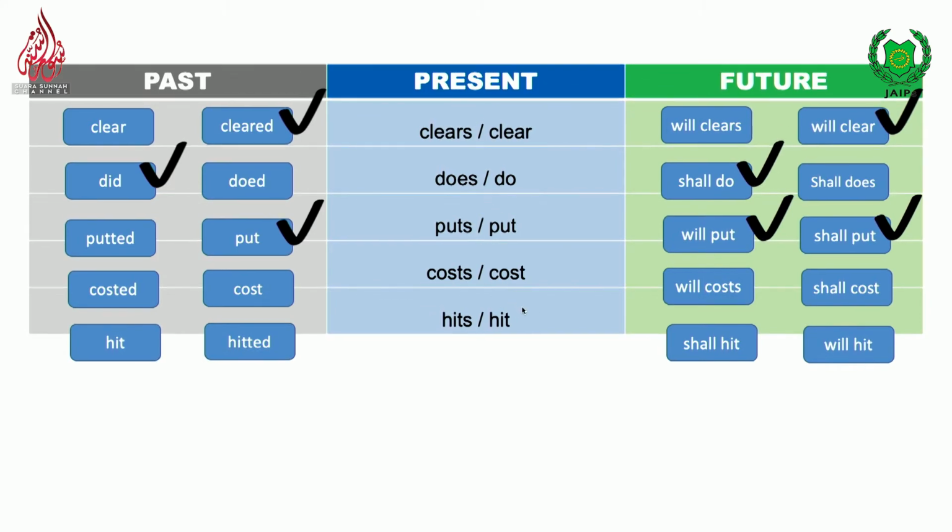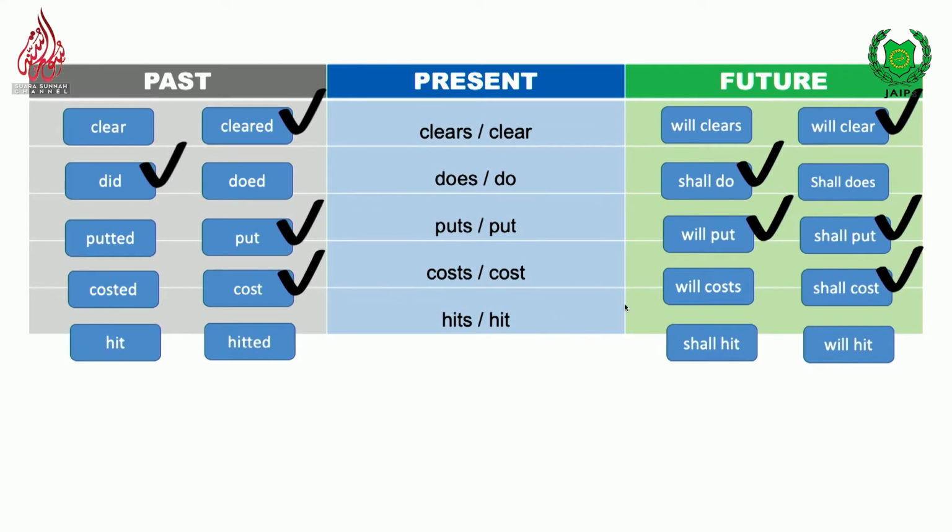Let us look at this sentence. Costs or cost, the present tense. What is the past tense for costs and cost? Is it costed or is it cost? Remember, I gave you the clue earlier. Puts, cost and hits are in the same group. So the answer should be cost. Now let us look at the future tense for costs and cost. Is it will cost with S or shall cost? So which one is the answer?